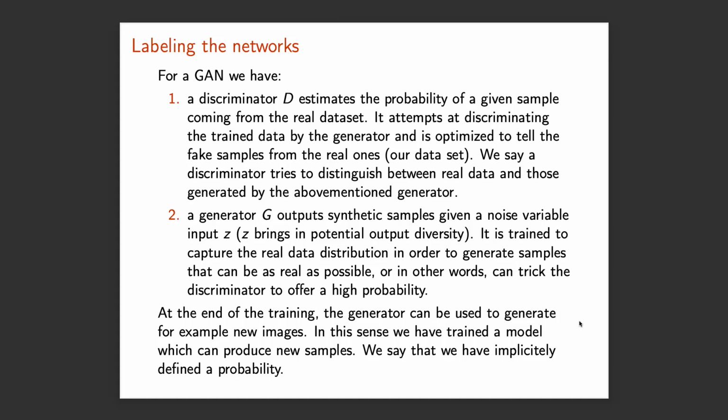At the end of the training, the generator can be used to generate, for example, new images. And in that sense, you have trained a model which can produce new samples. So we implicitly say that we have defined a probability distribution. So the generator is then used if you want to make new examples.